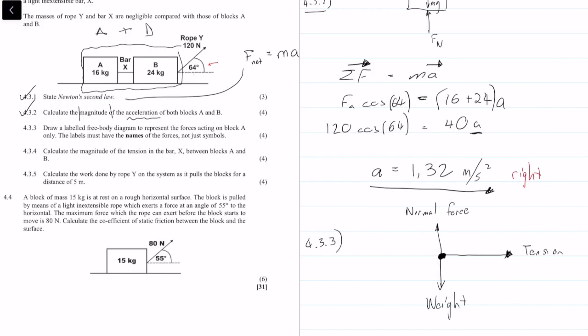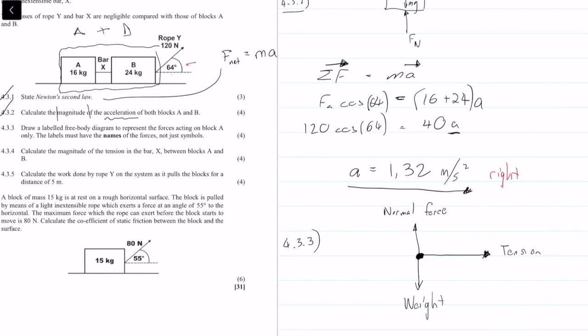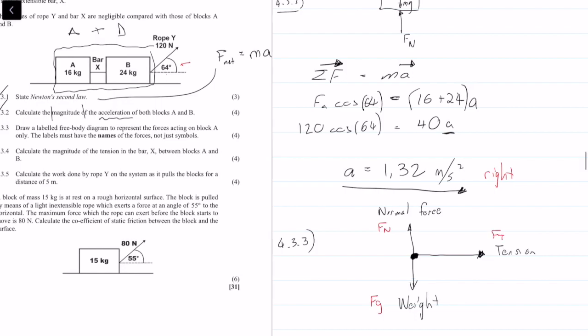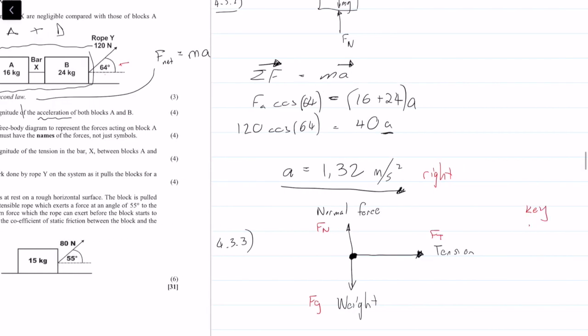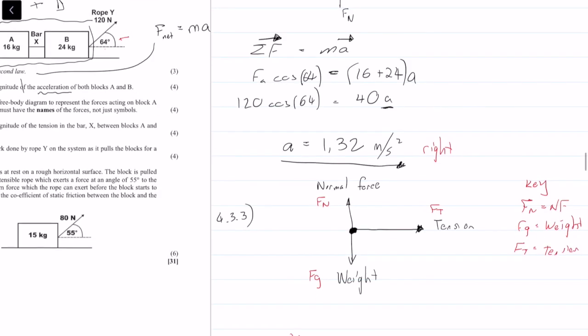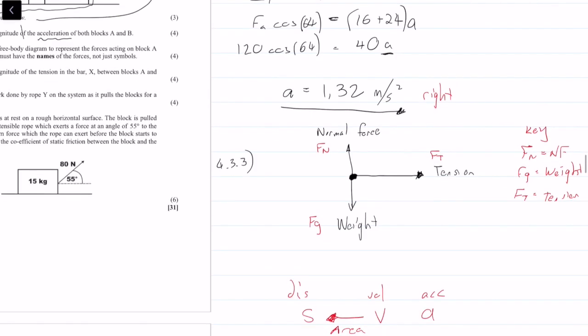Another way of doing this is you can say that this is Fn, this is Fg, and this is Ft, and then on the side you have a key that says Fn equals normal force, Fg equals weight, and Ft equals tension. Or you can do it the way I've done it and just given them names right there. Either case doesn't really matter.